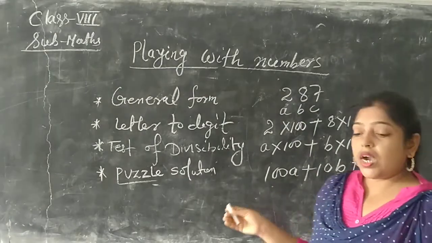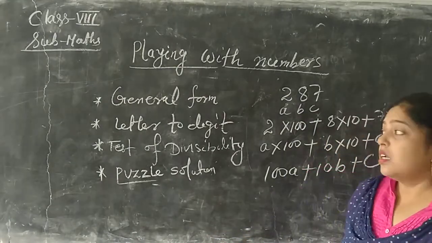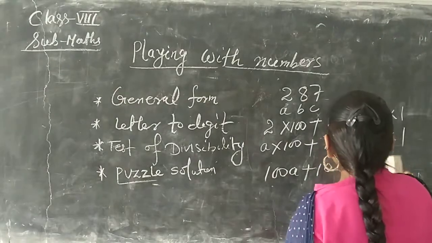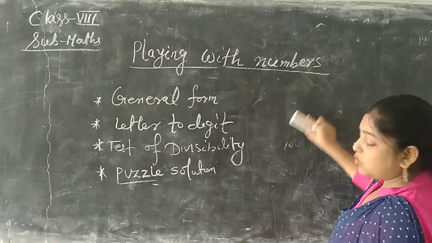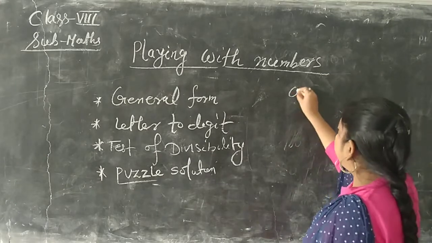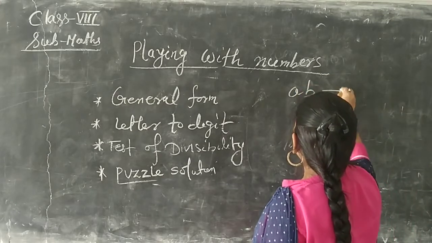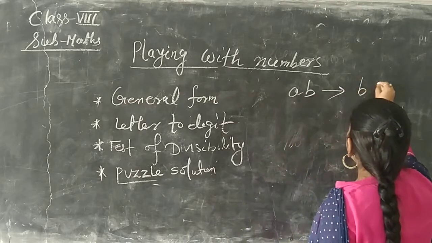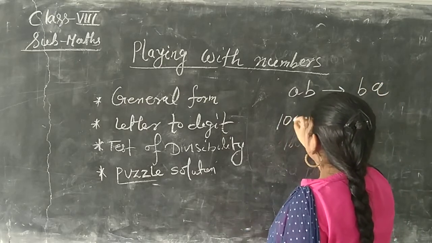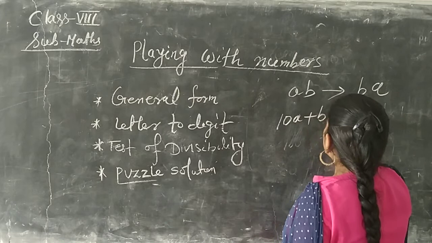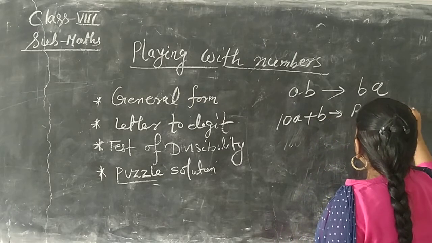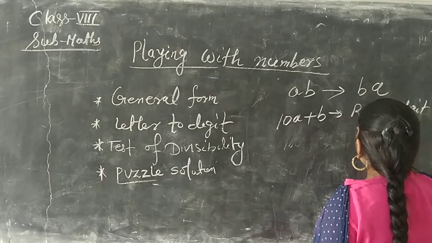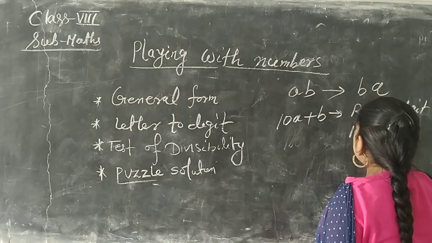Next, what are reversing digits? For a 2-digit number AB, the reverse is BA. If we write the number as 10A plus B, then the reversed digits are equal to 10B plus A.